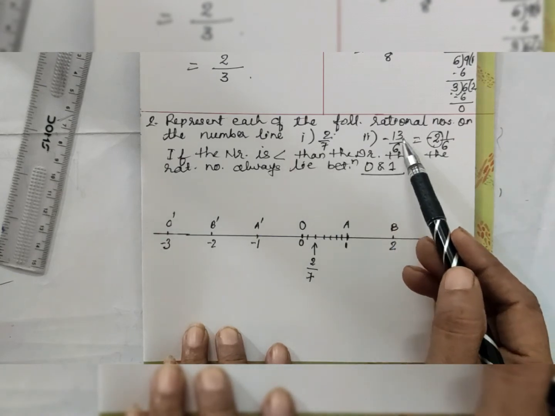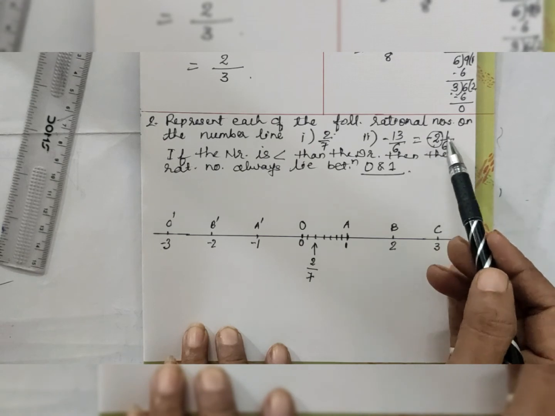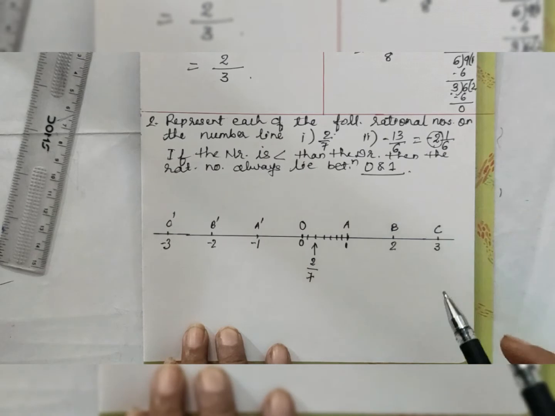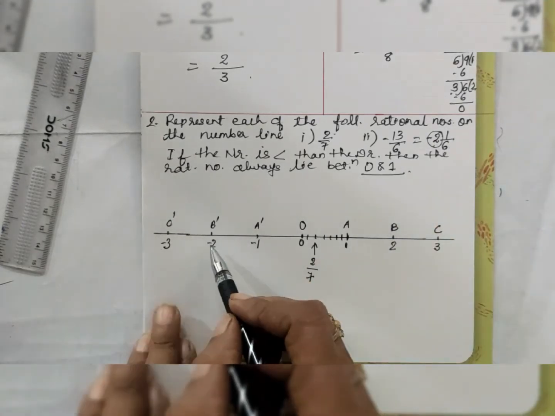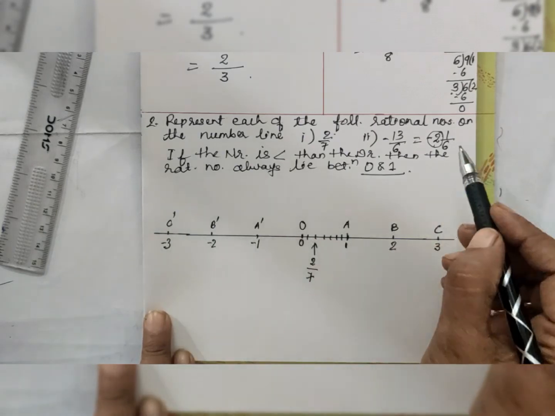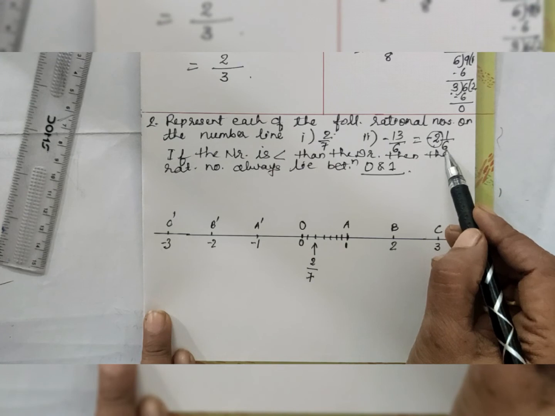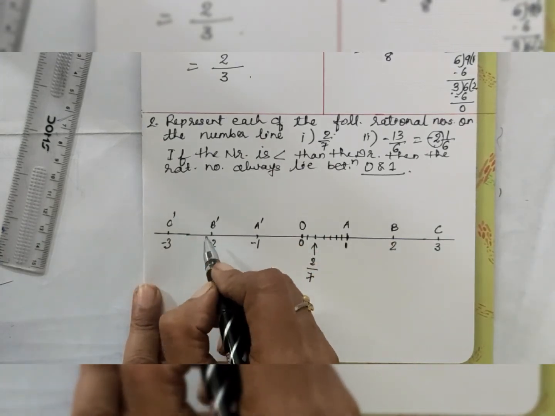Now you see here the numerator was bigger, so we have converted it into a mixed number and we have got minus 2 1 by 6. It means this will lie between minus 2 and minus 3. So children, see here you have minus 2 and minus 3. So the method is the same. How? What is the denominator here? 6. So you have to divide this minus 2 and minus 3 into 6 equal parts.